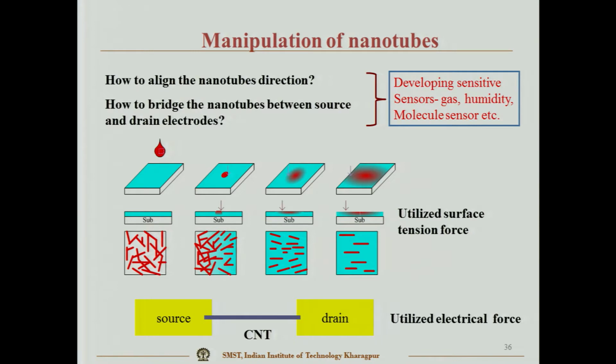Like this manipulation of the nanotubes. You can make nanotubes, and then if I want to align them, all the nanotubes should be aligned in one particular direction. Then I can put a drop of this nanotube solution and use an electric source, and by giving an electric field, all the nanotubes will be aligned in only one direction. That is just one application.